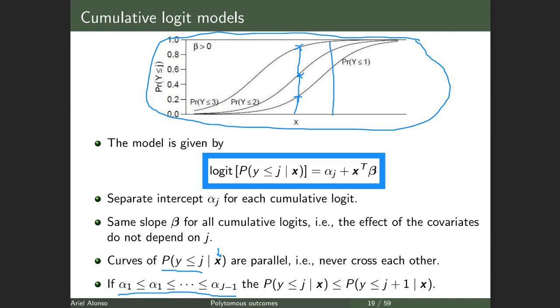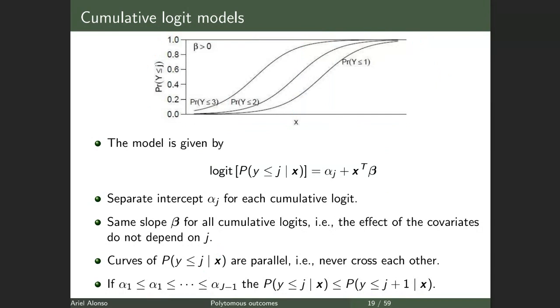If you take a different x value, you are going to have the same order: the probability of having a response smaller or equal than J is smaller than the probability of having a response smaller or equal than J plus 1 for all vectors of covariates X. And that's a desirable property. And you can get that if you assume that the betas are constant, that they do not depend on J, and that these alpha J's are ordered.